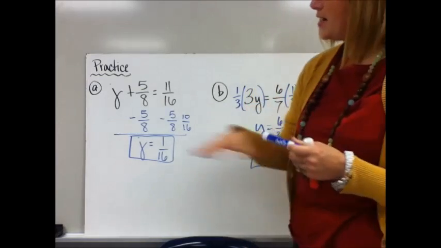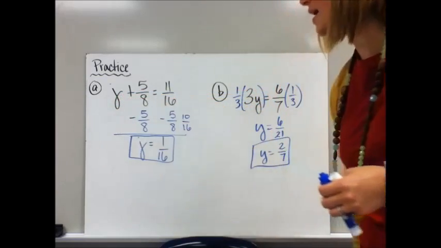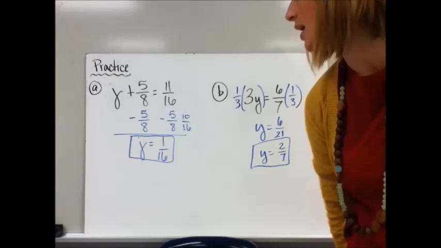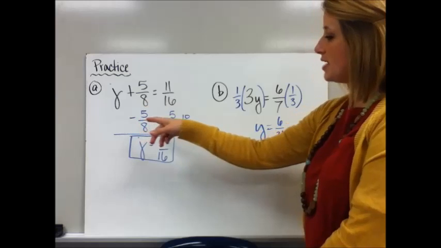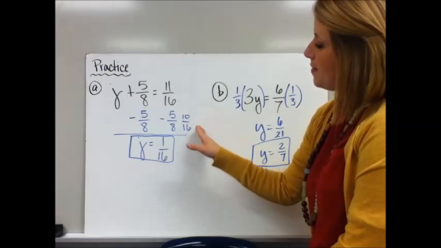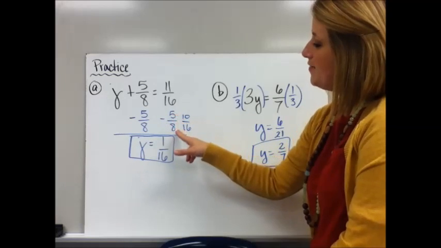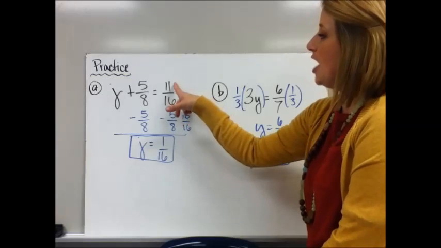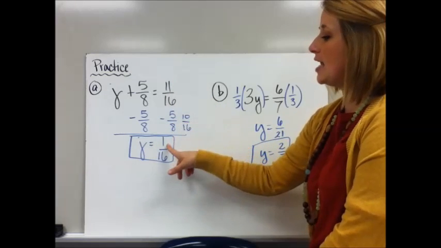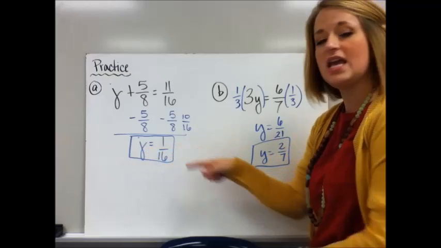Okay, with practice A, J plus 5 over 8 equals 11 over 16. You're going to undo adding by subtracting 5 over 8 on both sides. You can see over here where I made it a common denominator, 5 over 8 is renamed as 10 over 16. I subtract 11 minus 10, and I get 1 over 16. So J equals 1 over 16.